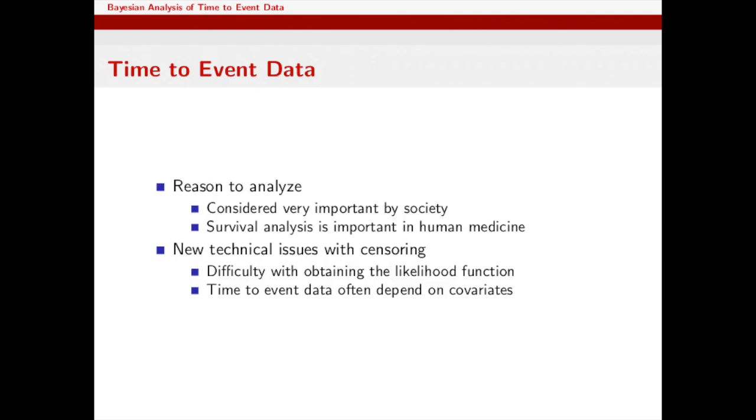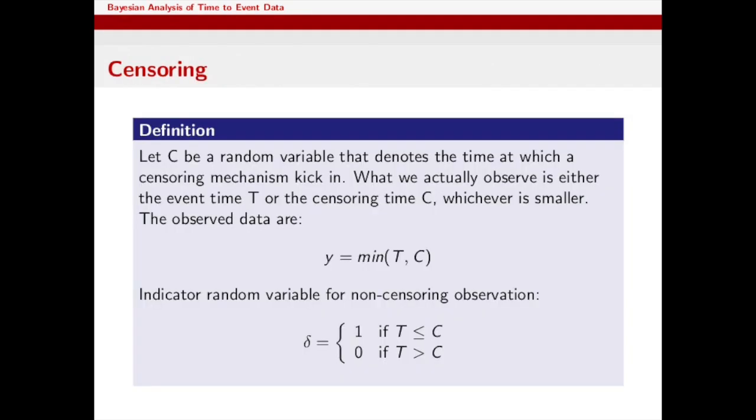So, in other words, there are many factors that could affect what we are analyzing, and we have to take them into account. The second change between other types of analysis and time to event analysis is the inclusion of censoring. So, now let's talk about censoring.